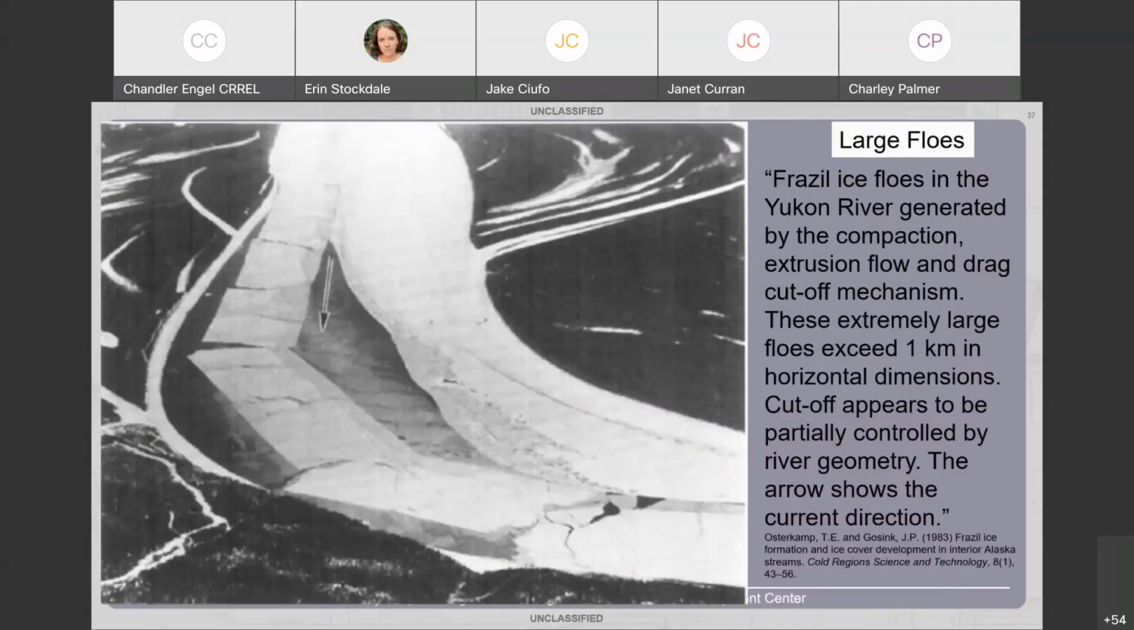So here's an older example of a very large Frazil ice flow on the Yukon River. It's likely that these flows eventually stopped and formed a continuous ice cover. The eventual ice cover structure will have artifacts from this kind of extrusion process that you can see. These ice forms are pretty interesting, being shoved out just based on the channel geometry into this wider bend.